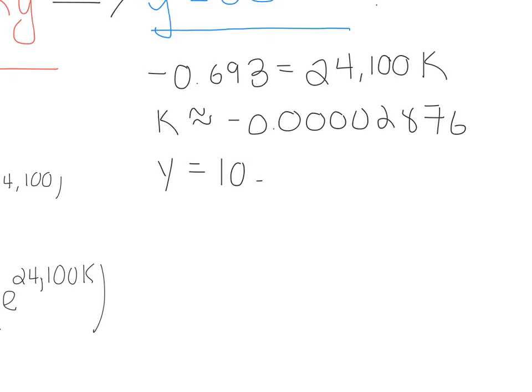Y equals 10e to the negative 0.0002876 t. All right, again, if you think about what that would imply, that's a 0.00286% decay each year. So this stuff decays very slowly.